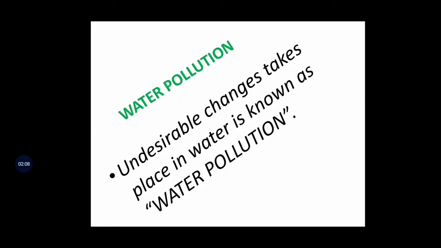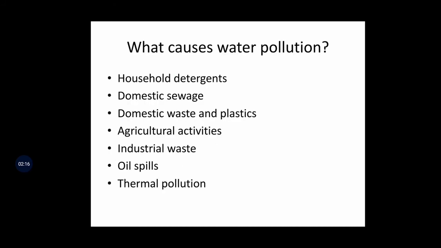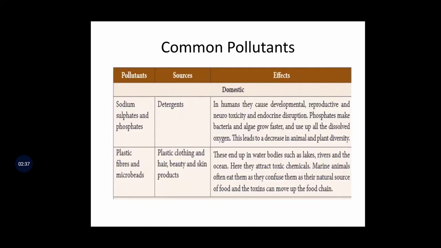So what is water pollution? Any undesirable change that takes place in water is known as water pollution. These are the major causes of water pollution: usage of household detergents, domestic sewage, domestic waste and plastics, agricultural activities, industrial waste, oil spills, and thermal pollution. This table gives you some of the common water pollutants and their sources and effects.